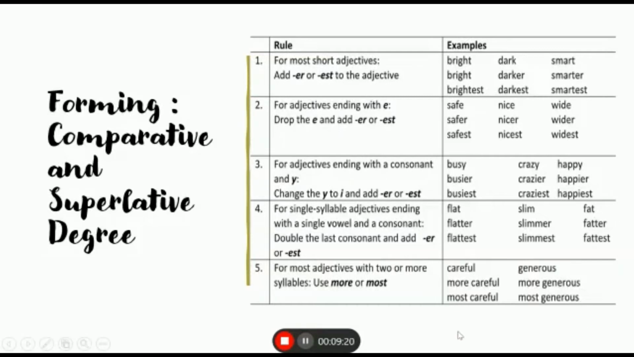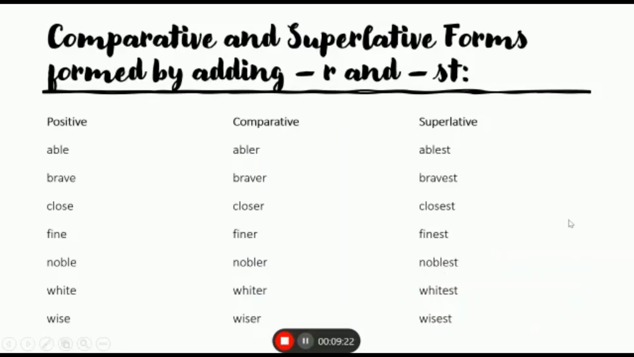Now let's discuss these rules one by one. The first one was adding er and est. Able becomes abler and ablest, brave becomes braver and bravest. Similarly further, this chain will go on. You have to learn these by heart and you have to remember these rules also.